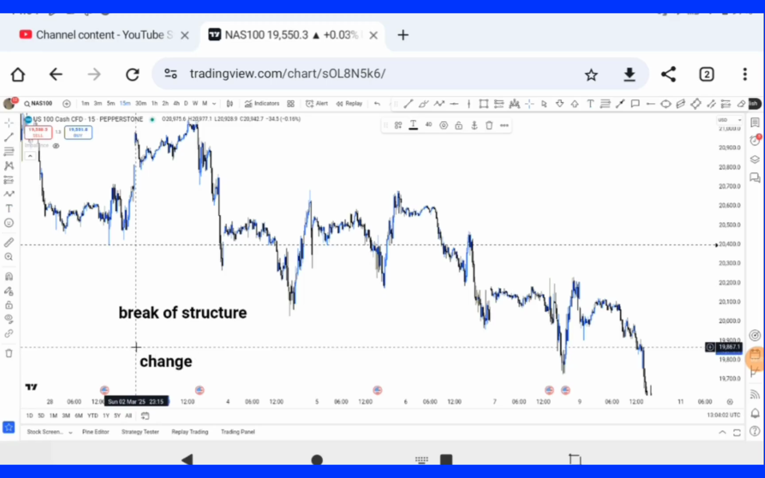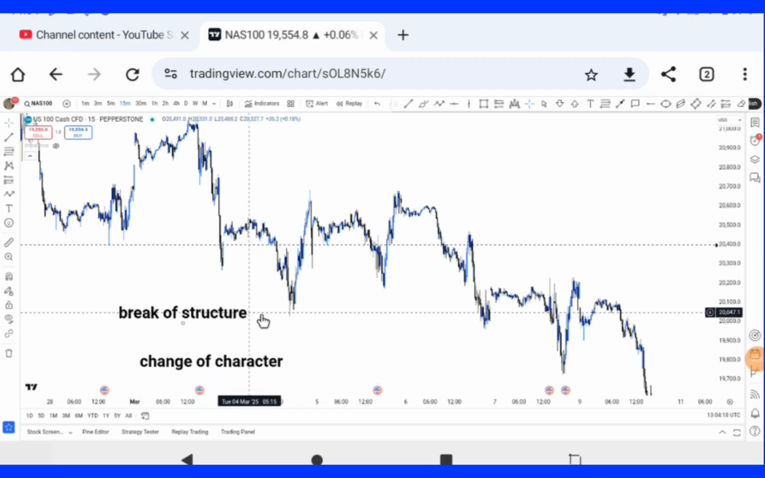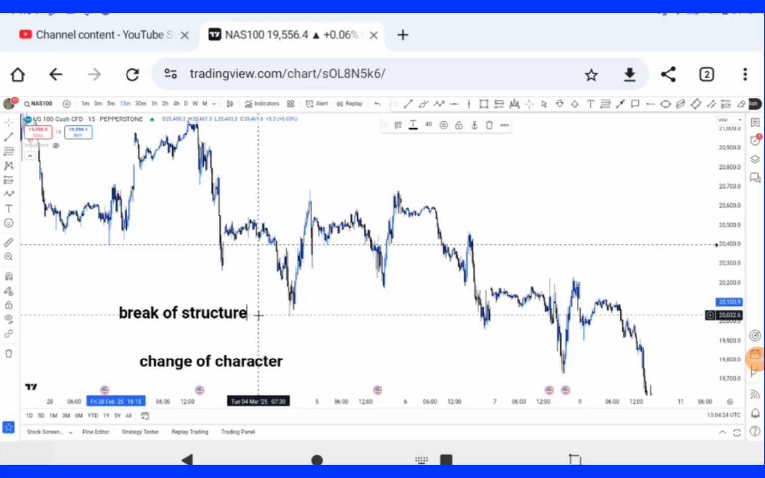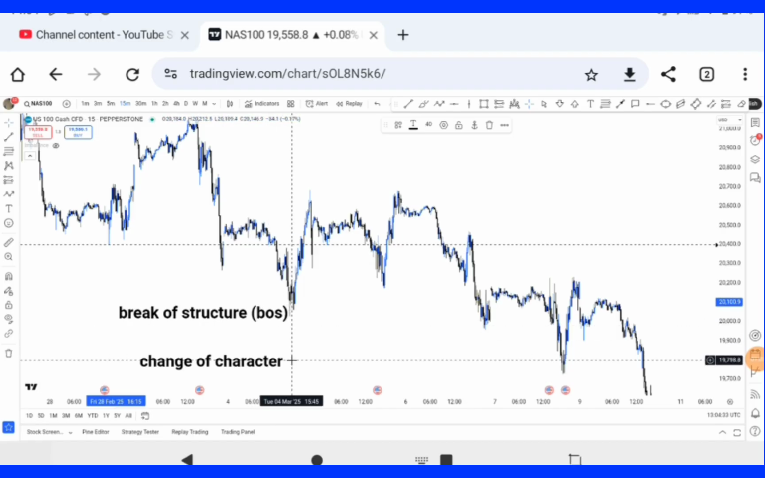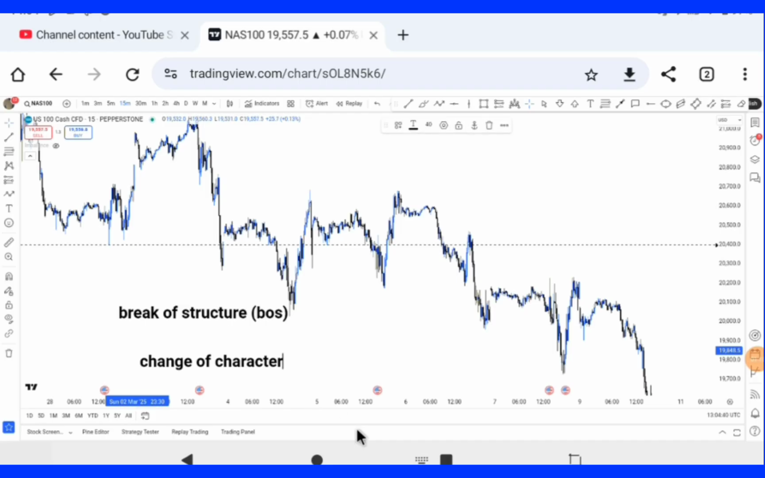Change of character. Once we hear change of character, you should know that there's a change in trend. So that is just the typical meaning of these two words. You must have been hearing break of structure, which is BOS, and then change of character, which is CHoCH. Change of character is being represented like this.